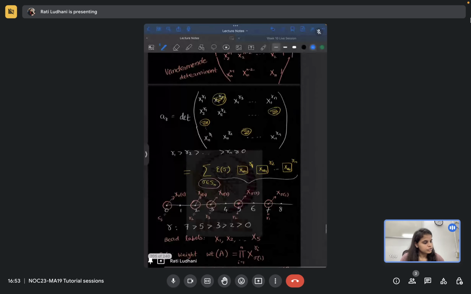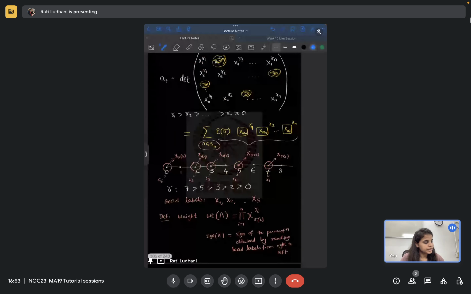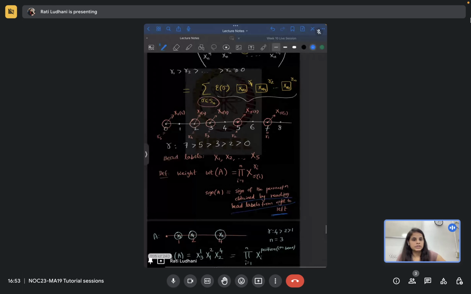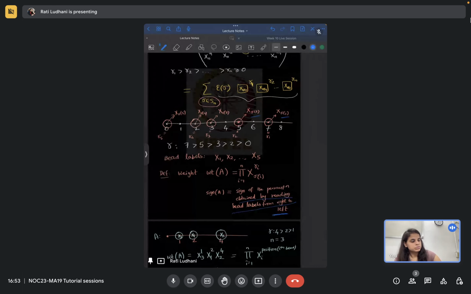Sign of the permutation obtained by reading labels from right to left. So you start with the right. You can see this is sigma 1, sigma 2, sigma 3. So what does this say, where is 1 going? 1 is going to itself, as you can see.